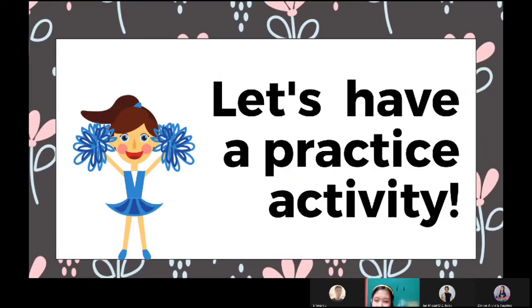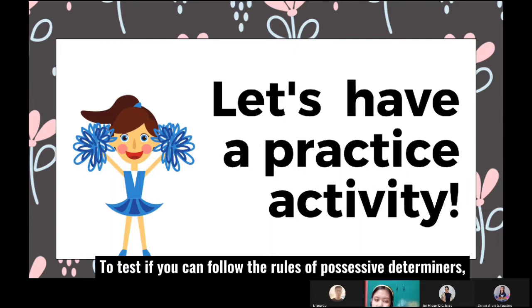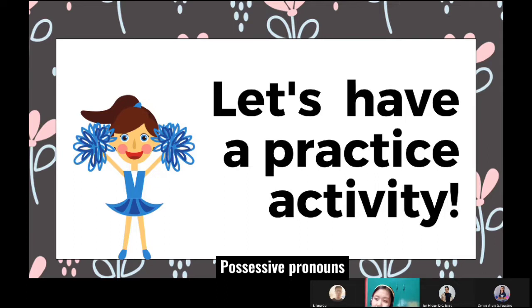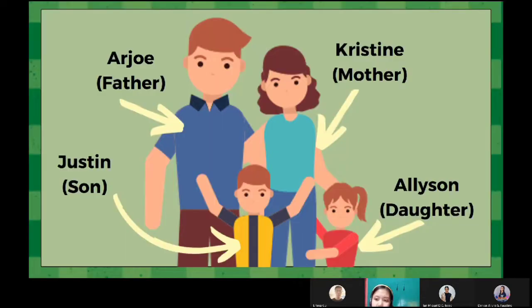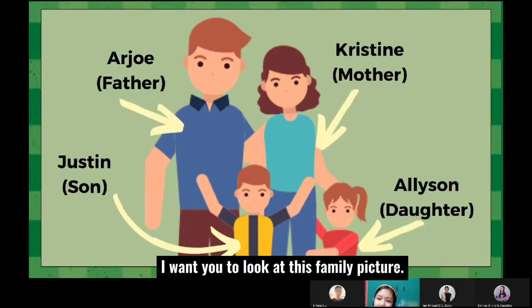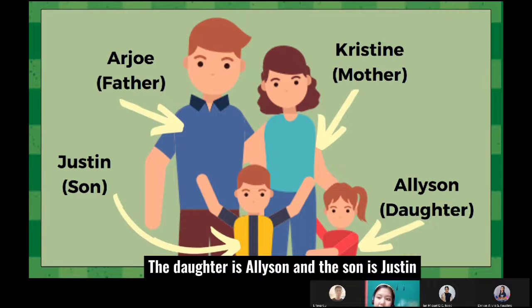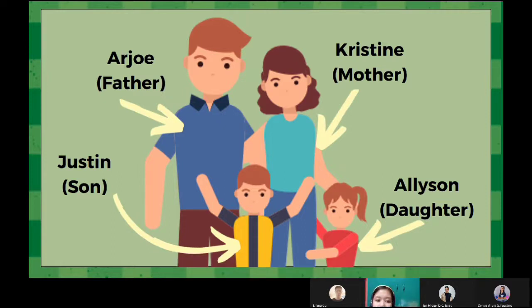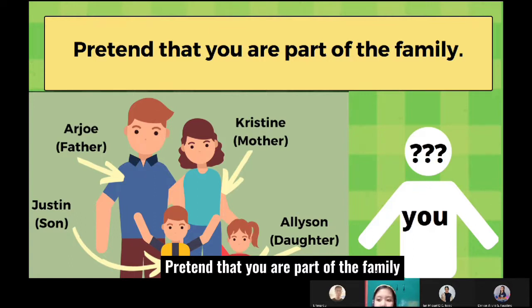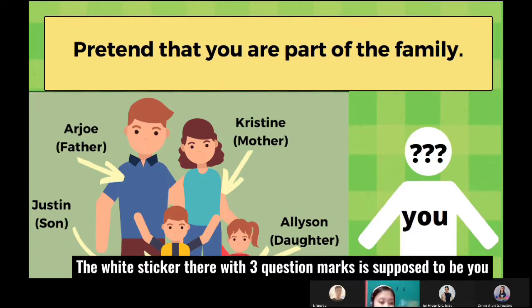Now, to test if you can follow the rules of possessive determiners, possessive pronouns, and apostrophe with S, let's have a practice activity. So I want you to look at this family picture. The members of the family are namely, the father is Arjo, the mother is Christine, the daughter is Allison, and son is Justin. Now, pretend that you are part of the family. So the white sticker there with 3 question marks is supposed to be you.